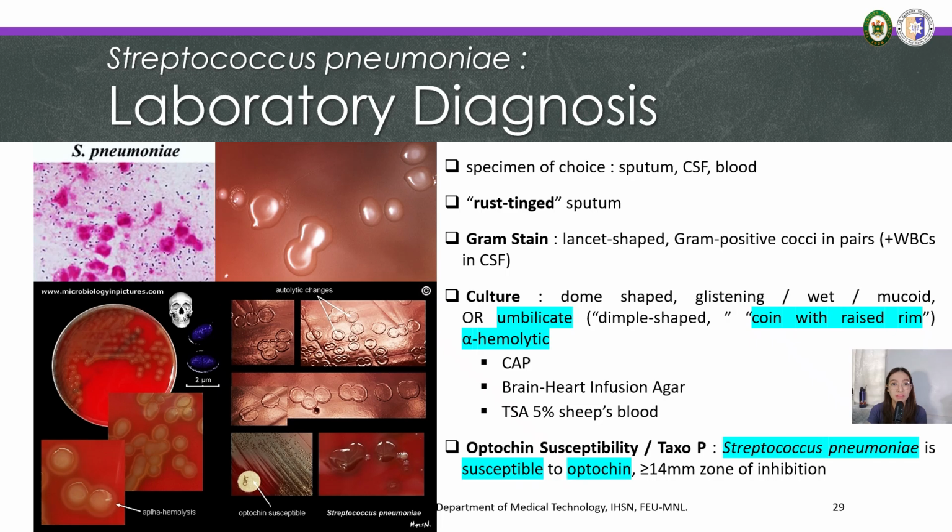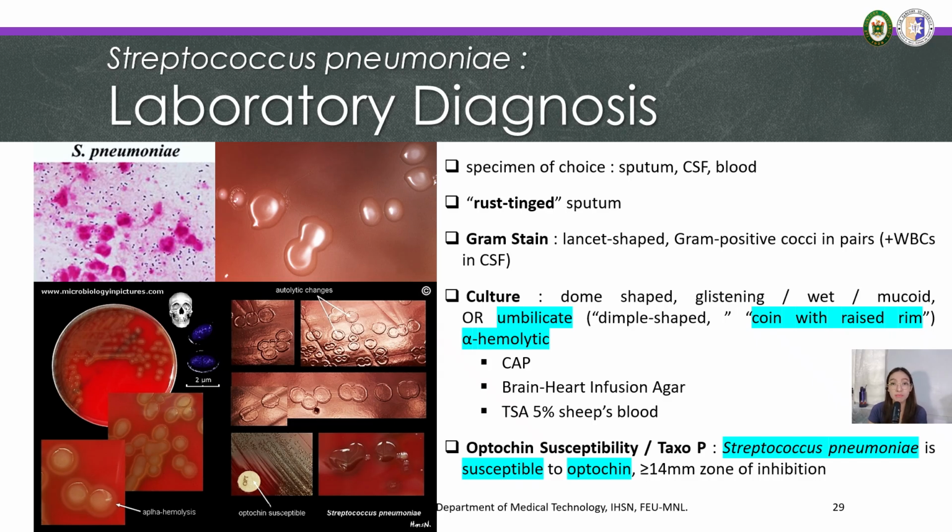Specimens that may be submitted for the diagnosis of strep pneumo may be sputum in cases of lobar pneumonia, or CSF in cases of meningitis, or blood if the physician thinks that the patient is now suffering from bacteremia. The characteristic appearance of the sputum samples for patients with lobar pneumonia has been described as rust-tinged sputum. Okay, medyo kulay kalawang na daw po, no? It's kind of a reddish-brown color. Again, that is referred to as the rust-tinged sputum, usually observed in cases of lobar pneumonia.